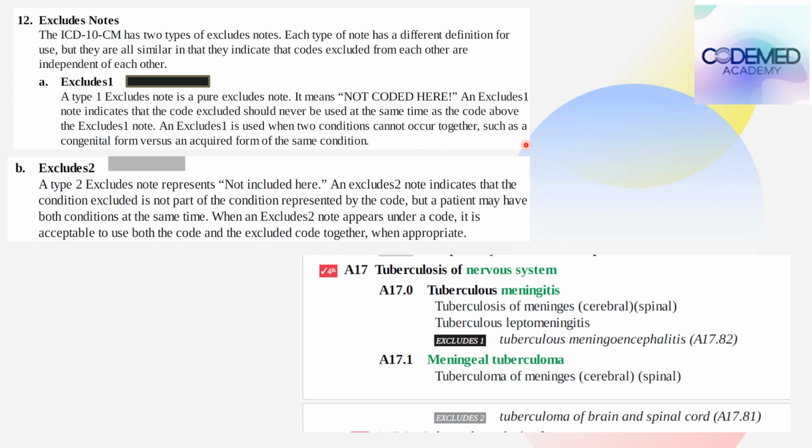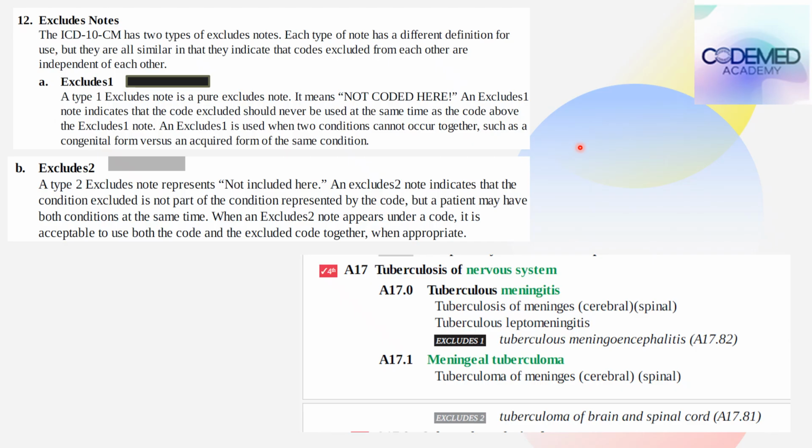For example, the two conditions cannot occur together, such as the congenital form versus the acquired form of the same condition. They can't come together because congenital is present at the time of birth, and acquired is what the patient acquires in life. So those two forms cannot come together.